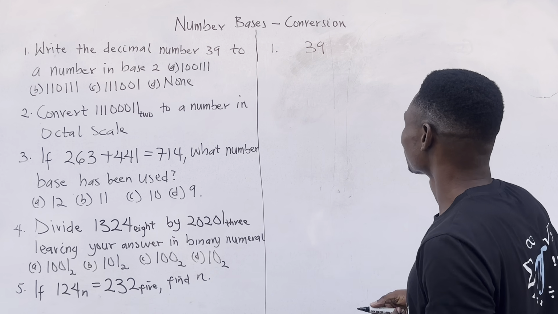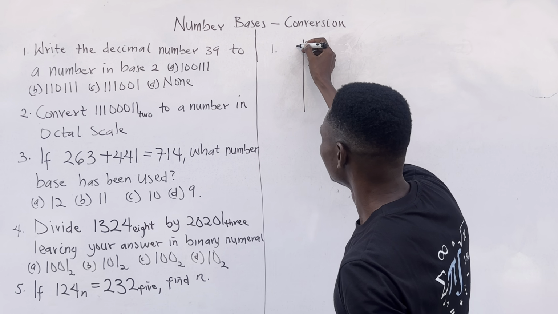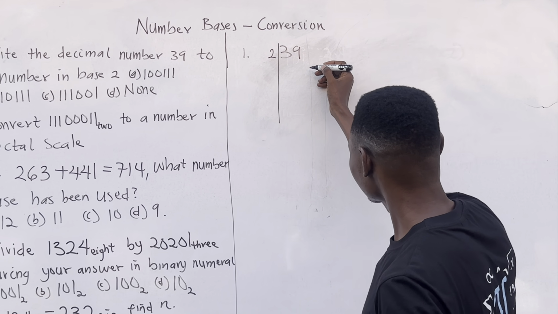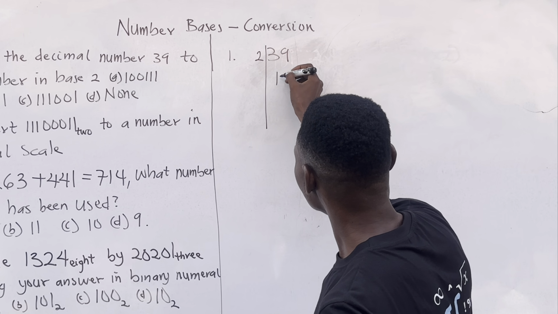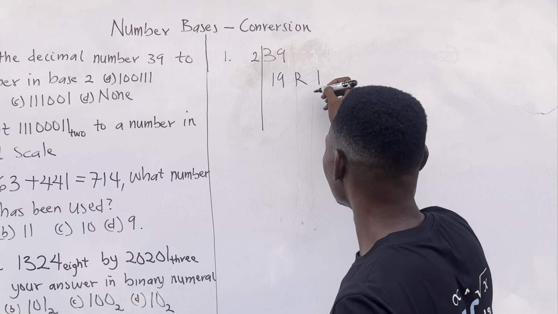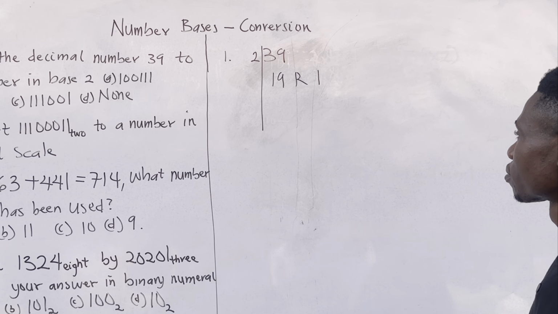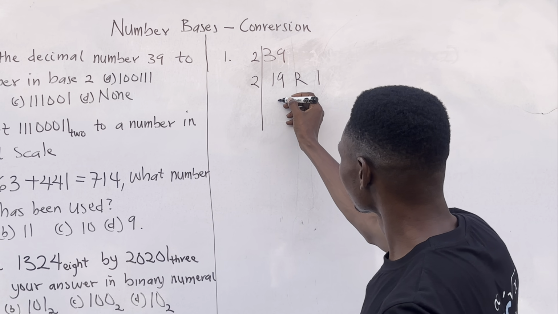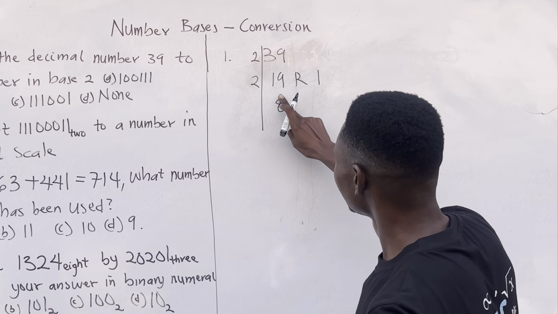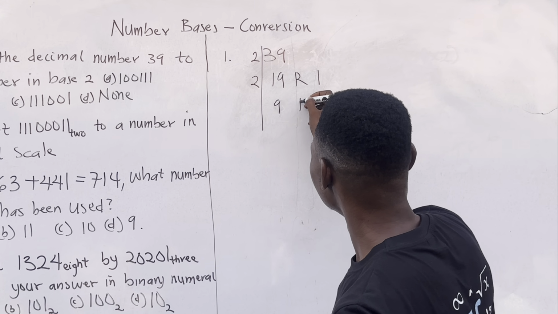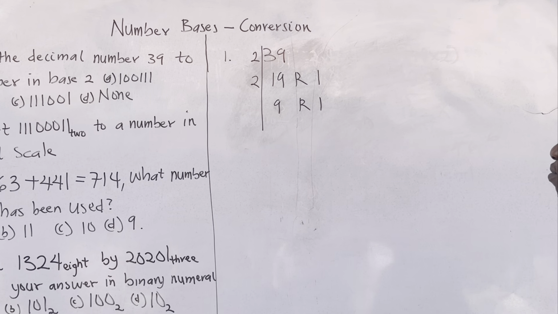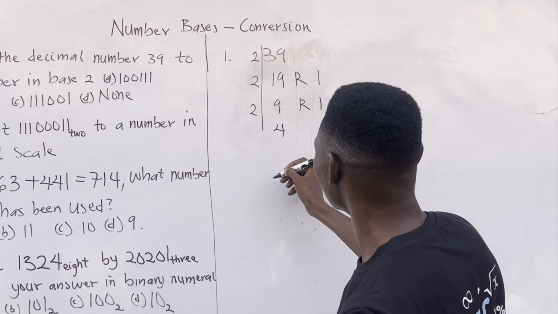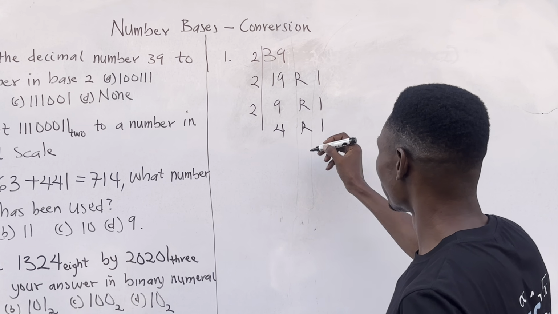We divide. So we'll keep dividing the 39 by 2 because we are going to base 2. So 2 in 39, that's 19. Remainder 1. 2 in 19 again, we have 9. 2 multiplied by 9 is 18. Remainder 1. 2 in 9, we have 4, right? Remainder 1.